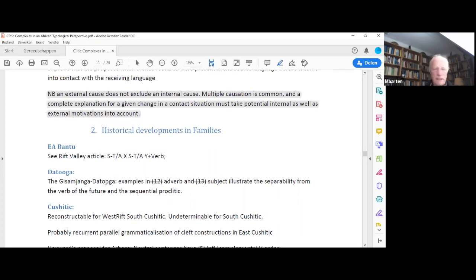So that is very similar to the Tanzanian Cushitic kind of structures, but it is not restricted to Nyaturu or to the Bantu languages in our area. So we have to take that into account. In our article, we have some examples from Toga of an adverb and the subject to illustrate the separability of the verb and the sequential proclitic.